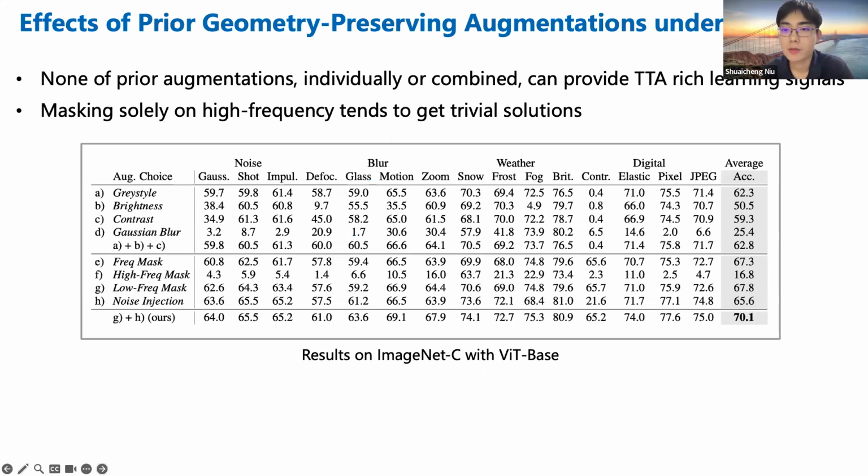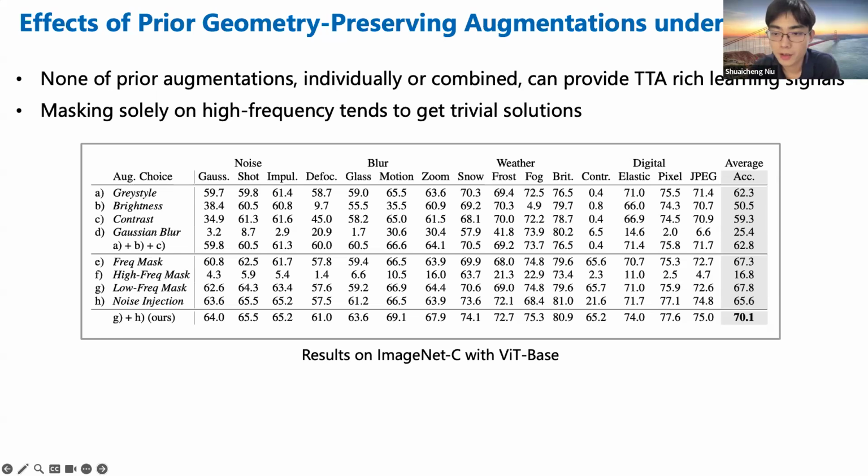The core idea in SPA is to devise image geometric structure preserving augmentations to ensure the applicability for fine-grained tasks like object detection and segmentation. Here we also compare our augmentation strategy with existing geometry preserving ones, including the grid style, the brightness, and contrast adjustment. However, none of these augmentations, individually or combined, can effectively provide detail with rich learning signals.